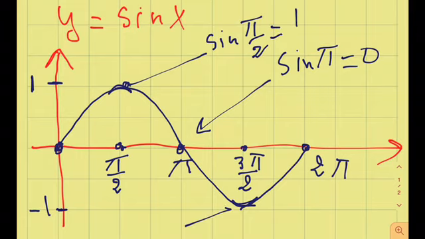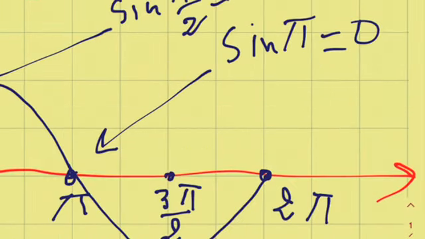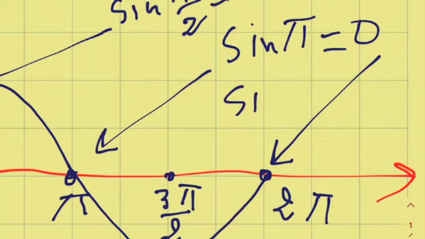And -1 at 3 pi over 2. That's why we get this minimum at 3 pi over 2, -1. Also at 2 pi, the sine is 0. So sine 2 pi equals 0. That's why we have this intersection.